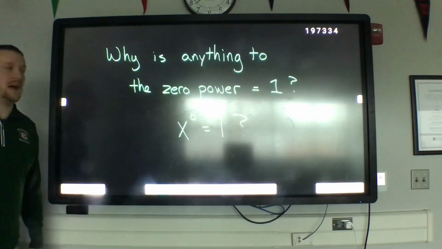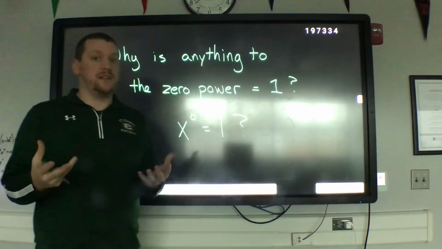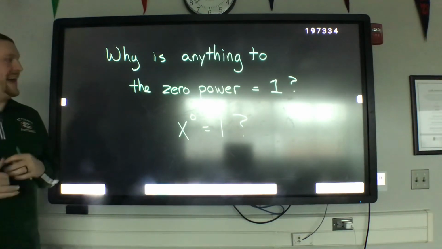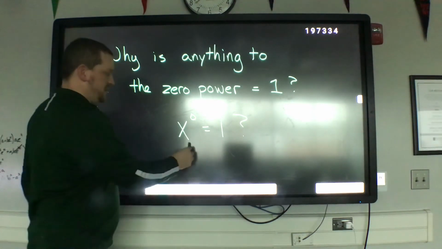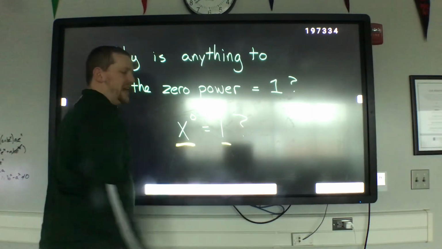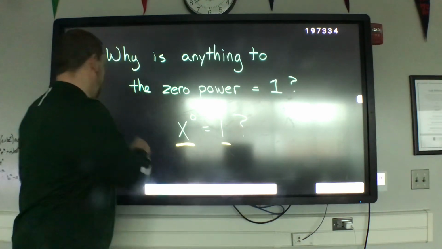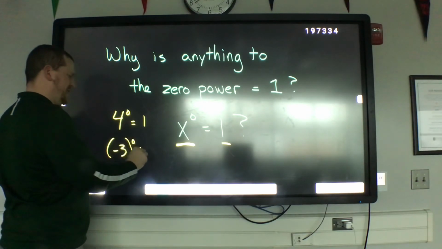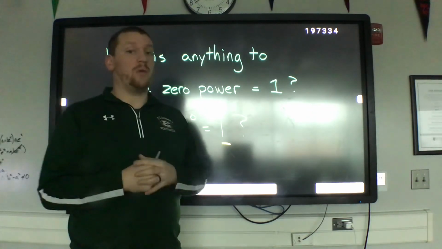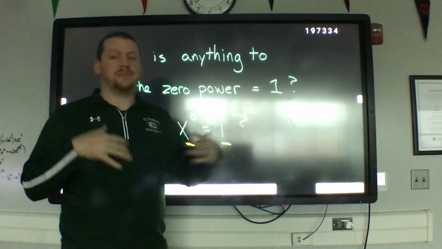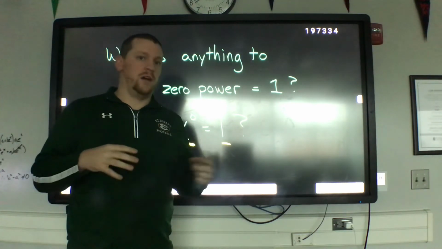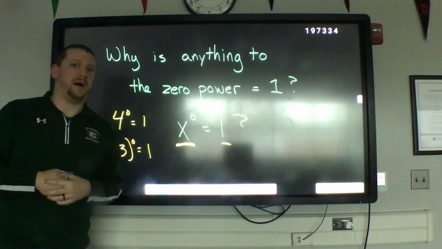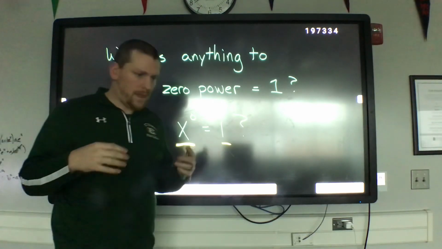And then the second question I want you to answer is that some of you might know this already, some of you might not, but my question is, why is anything to the 0 power equal to 1? So if I take anything to the 0 power, it's always equal to 1. So if I take 4 to the 0 power, that's equal to 1. If I take -3 to the 0 power, that's equal to 1. And I want you to see if you can tell me why. There's a specific reason, rather than just my grade school teacher told me, or I looked it up. See if you can figure out why anything to the 0 power is equal to 1.